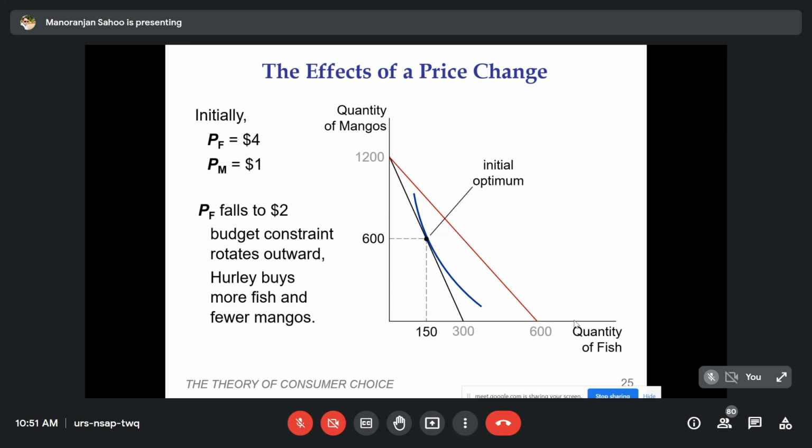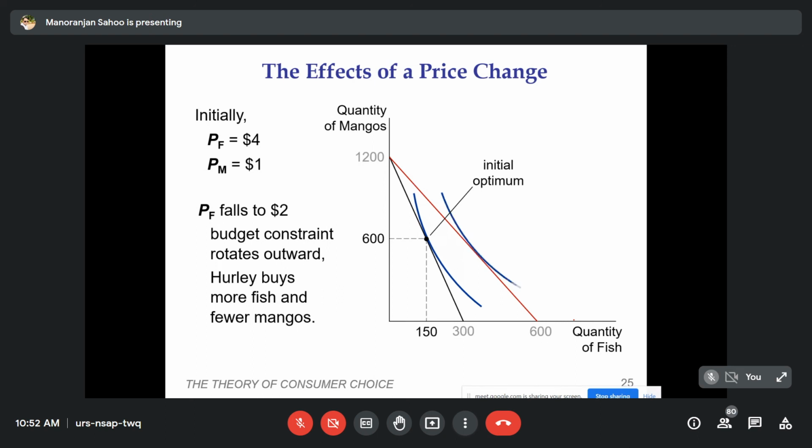Yes, sir. So by a reduction in the price of fish, demand for fish will increase. What will happen to the demand for mango then? Suppose the price of mango is the same. Our general idea is that when the price of mango is not reducing, only the price of fish is reducing, demand for fish will increase, but demand for mango will be the same.